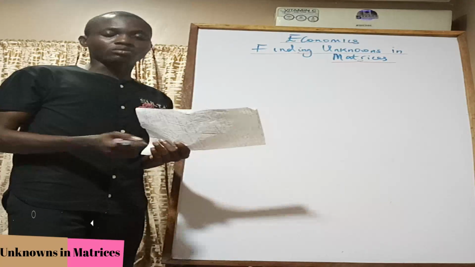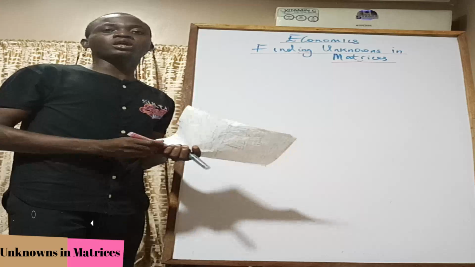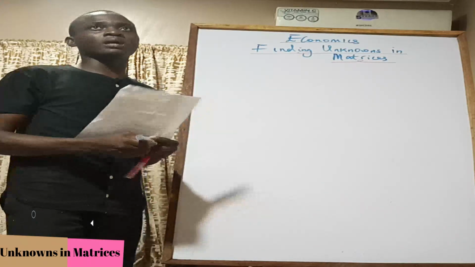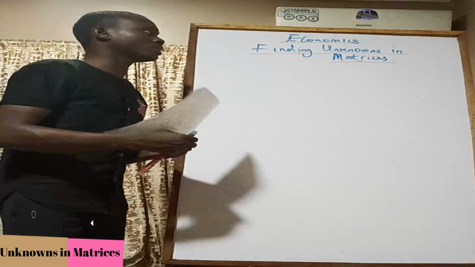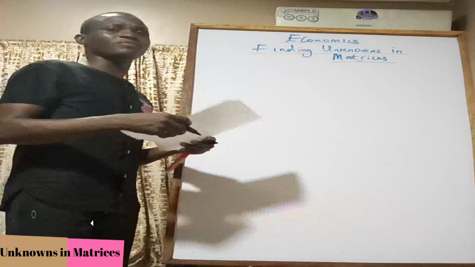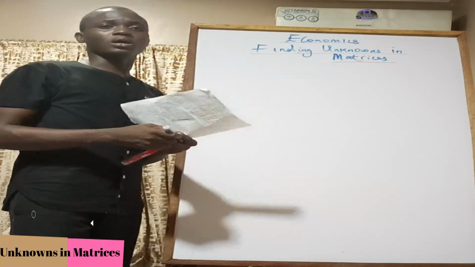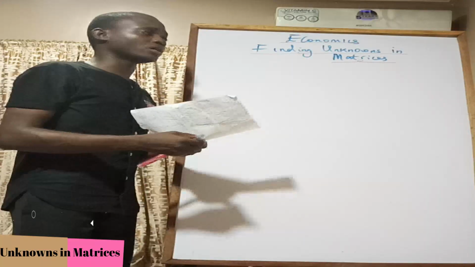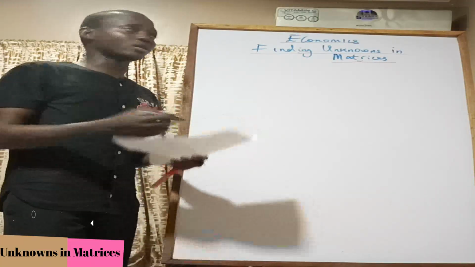The kind of matrices that I want to do today is the type where you are going to be looking for a particular unknown. That's why the topic is finding unknowns in matrices. I don't know if this is the exact way it is referred to in textbooks, but you are going to get what I'm trying to say.